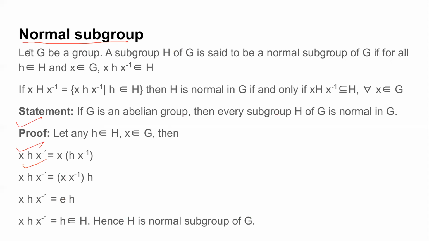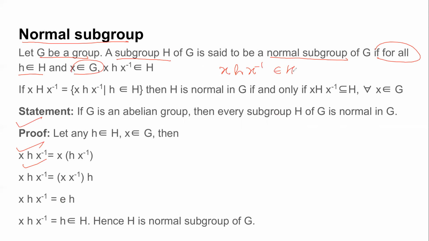Given you have a group G, that means defined on set G, and suppose H is a subgroup of G. This subgroup is said to be a normal subgroup of G if for all the elements h in H and x in G, x h x inverse also belongs to H.